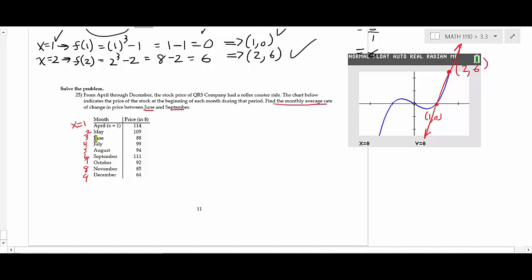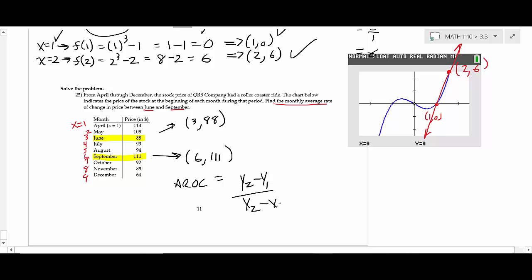So really all you do is you just locate that point, and you locate that point, and then you find the slope. Okay, so your points are going to be, June is going to be, we're going to use 3 for June, because April starts with 1, and just count from there. Then we'd have 88. Okay, then September, we're going to start with, let's see, that's 6, and then go 111. So if you want to find the average rate of change, what are you going to do? You're going to find the slope between those 2 points. Okay, so it's just y2 minus y1 over x2 minus x1 is your slope formula.